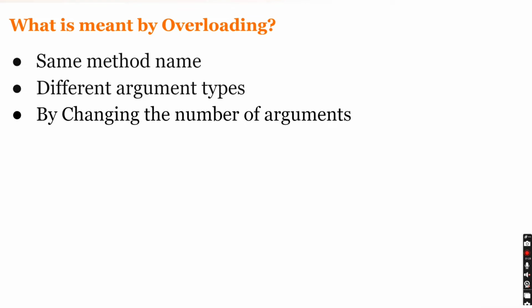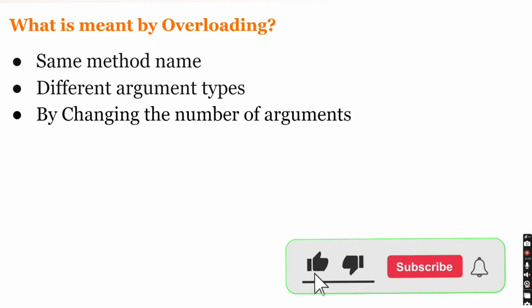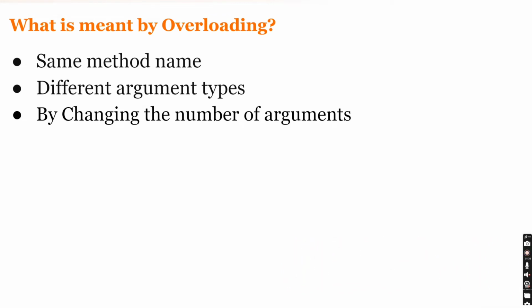But the question arises, why do we need method overloading? Why can't we provide different names to a method? Consider a situation where you want to add numbers. You will provide the method name as add. In the first method, you will have the add method name and two argument types, let's say two numbers, integer and integer.